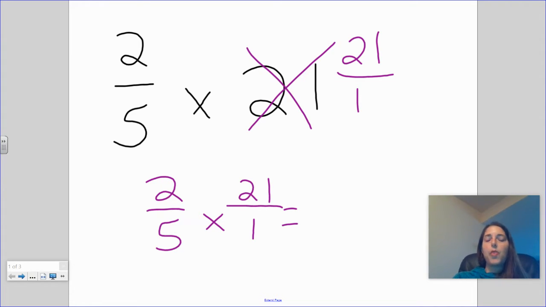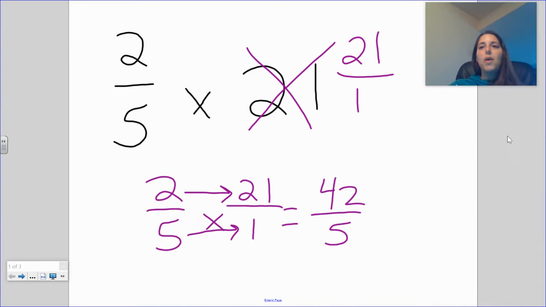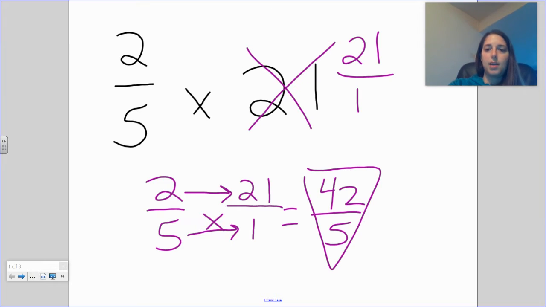And we end up with, now we have the numerator times the numerator, 2 times 21. If you need to set up a separate problem for that, great. 2 times 21 is 42. And to figure out the denominator, 5 times 1 is 5. Now, this is where some of you guys were getting confused because we had covered turning an improper fraction, which this is, into a mixed number.